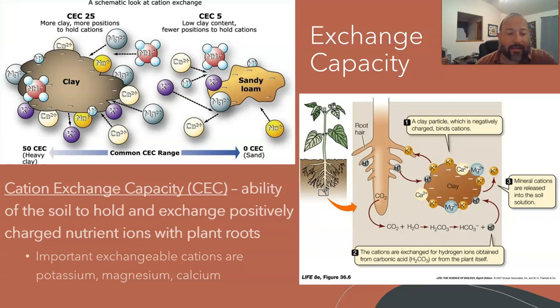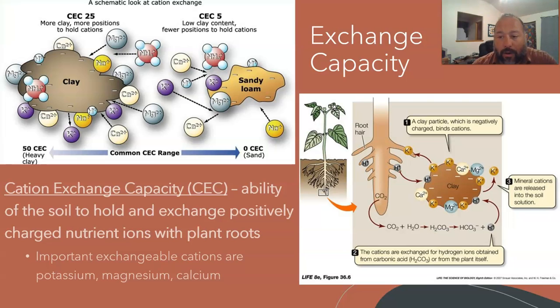many cations. If you have a heavier clay, you're going to go up to about 50 on the cation exchange capacity range, and if you have sand where you don't have any clay in it, you'll have a 0. So you have somewhere between 50 and 0 as your common range. So how does this work?